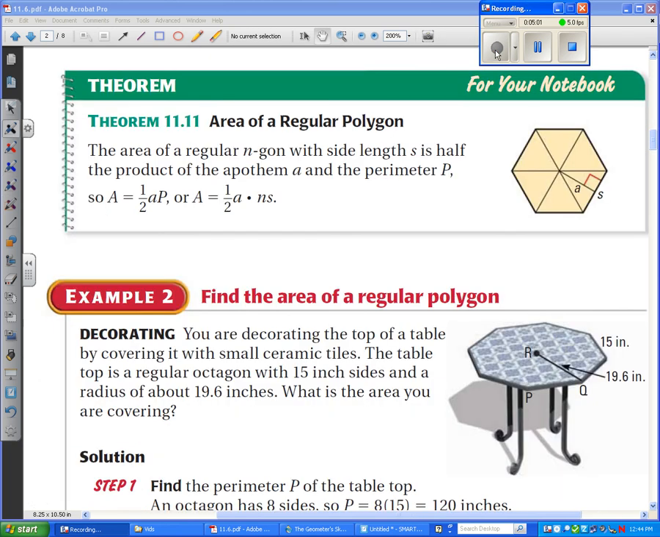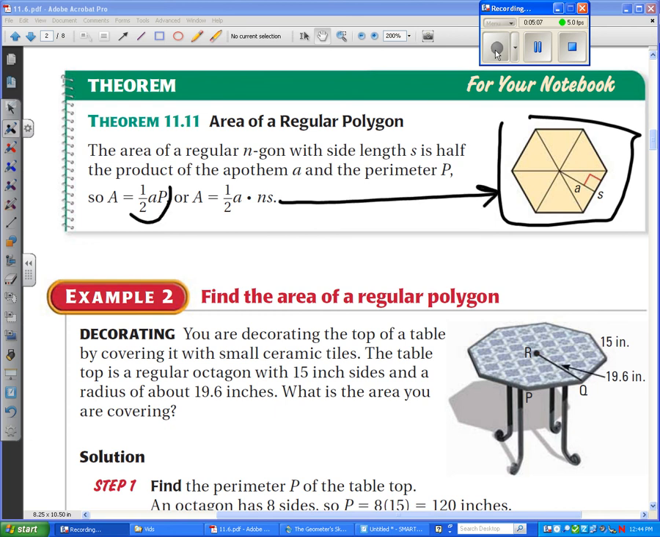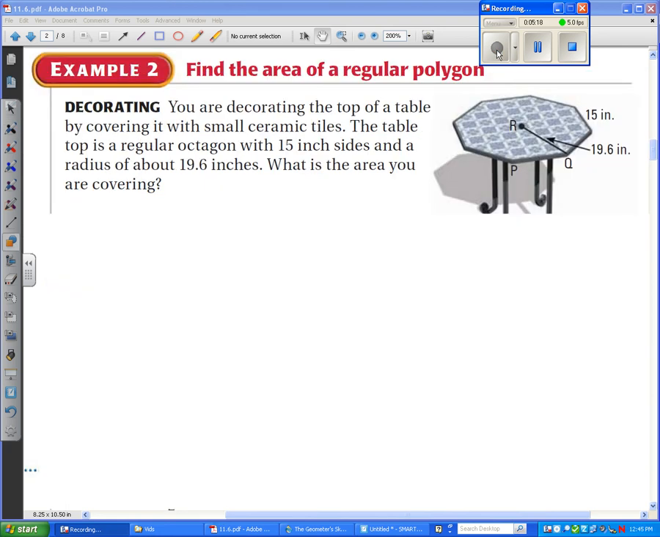Go ahead and draw this hexagon down, write the A, the S, and reference this. This is the preferred formula, but you could also use this formula, knowing that A is the apothem, P is the perimeter, and the perimeter is the same thing as N times S, the number of sides times the side length. All right, in example number 2, we're asked to find the area of the covering.